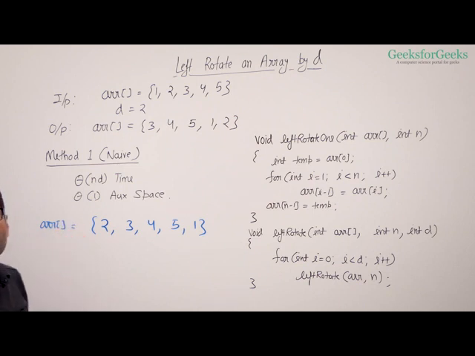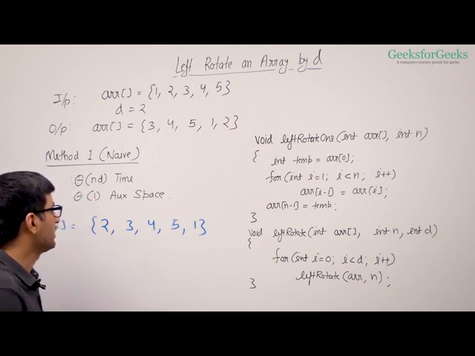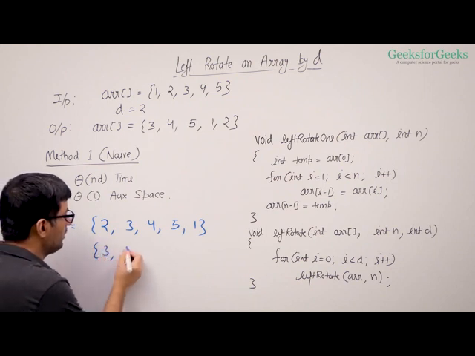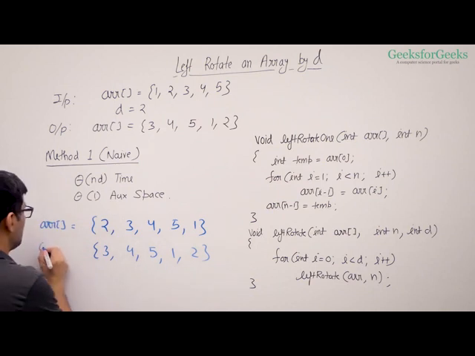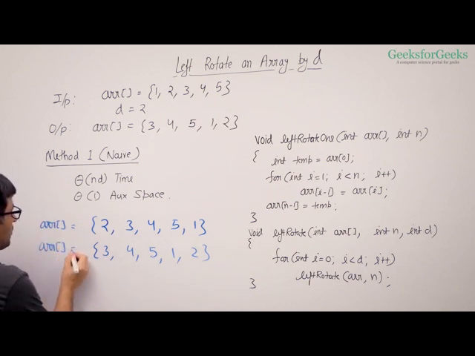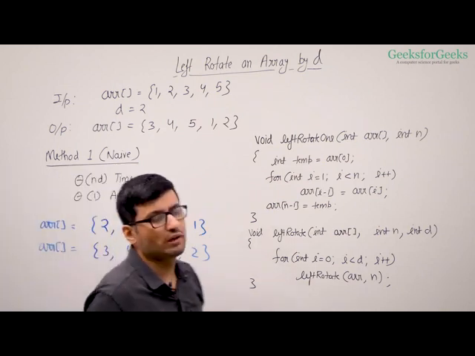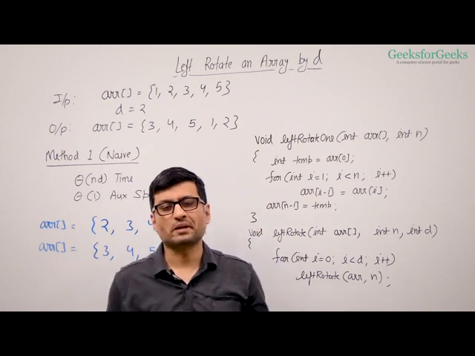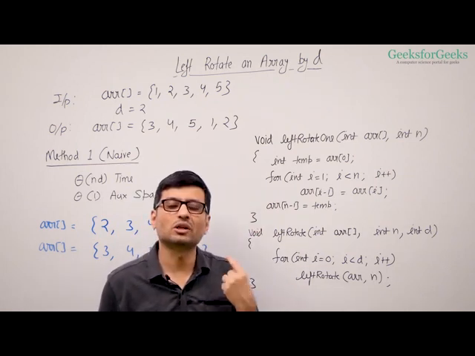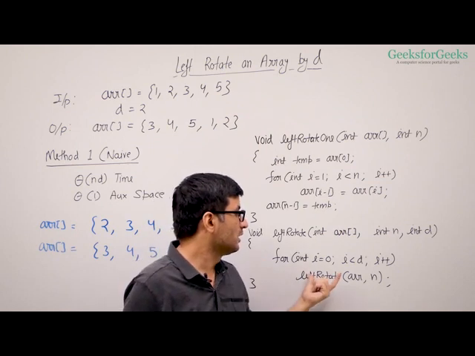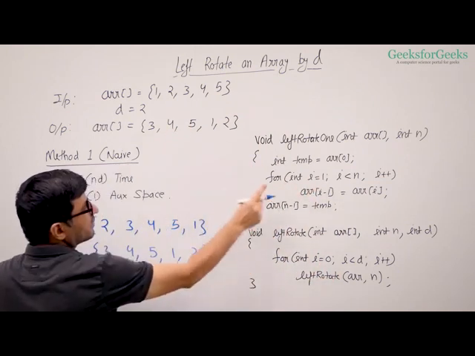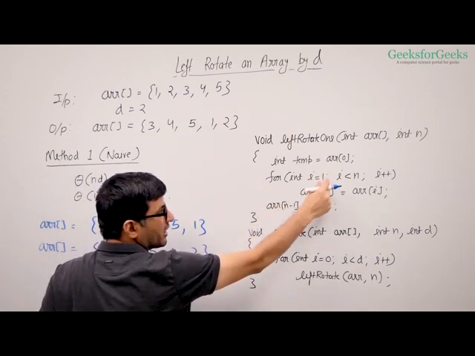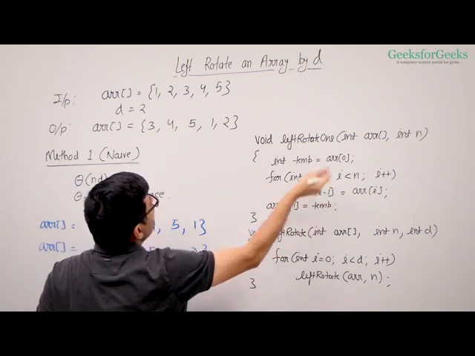Then you again left rotate it by 1. And this time your array becomes 3, 4, 5, 1, 2. So you have left rotation by 2 by simply calling left rotate by 1 2 times. If you want to left rotate by 3, you will call left rotate by 1 3 times. And how does this work? This function simply copies the elements starting from the second element 1 position back.